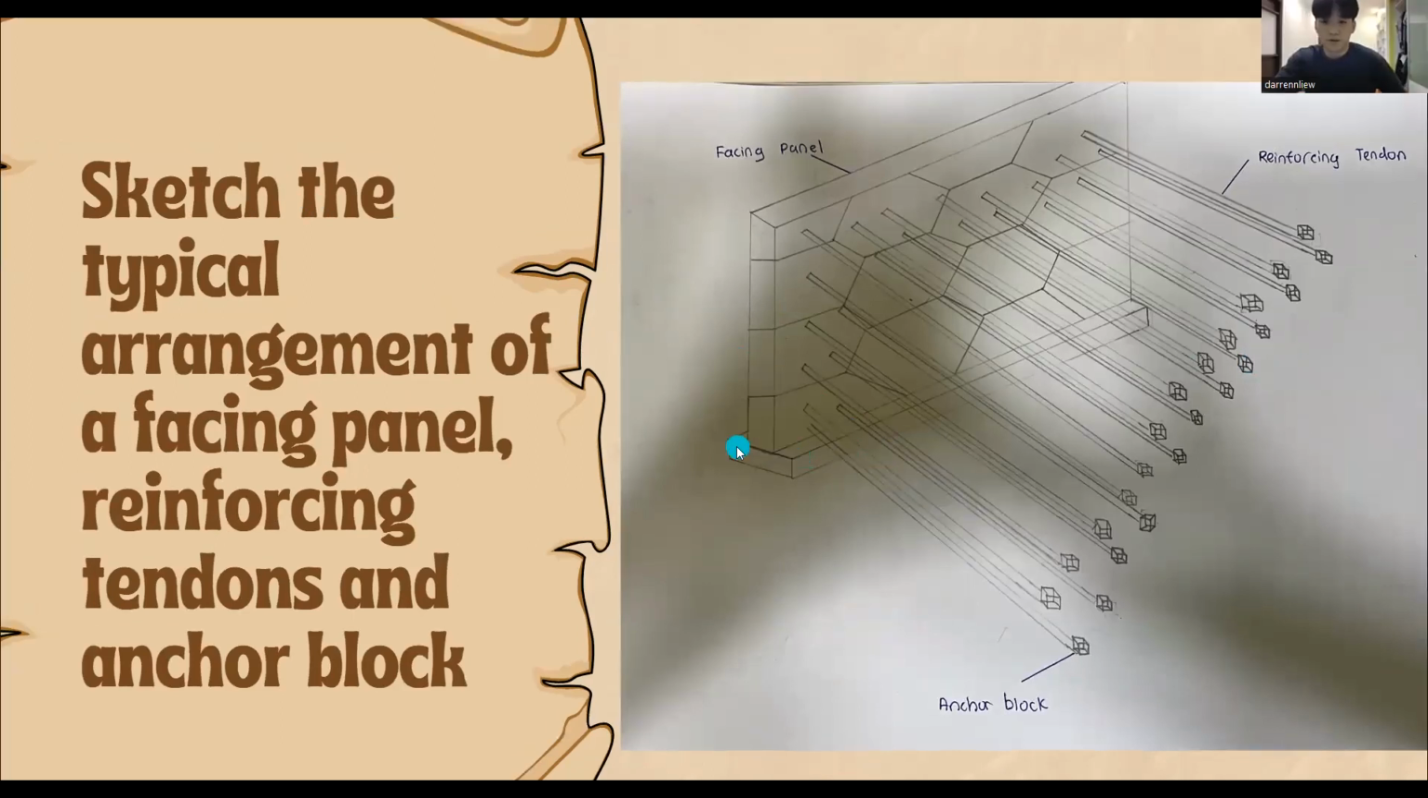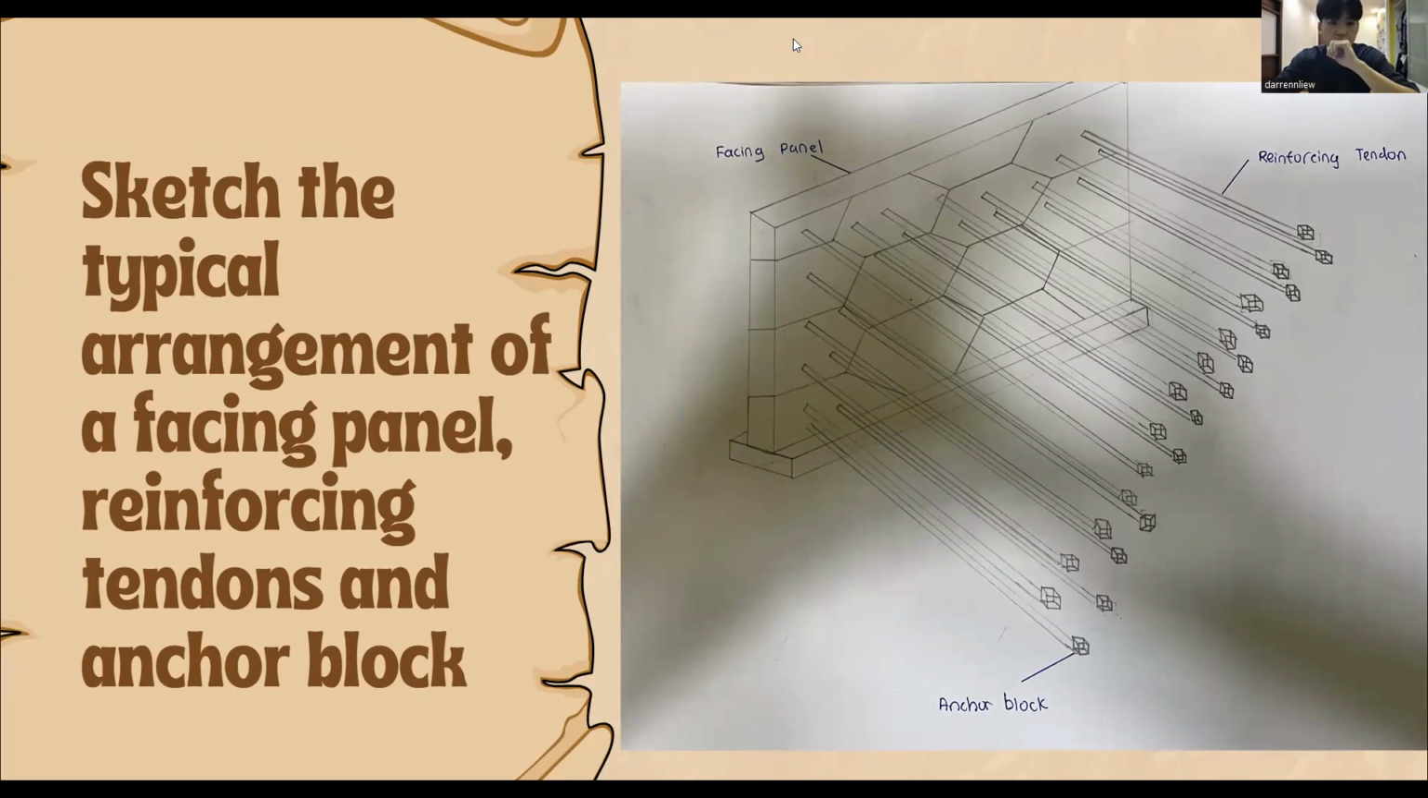I will talk about the arrangement of the facing panel, reinforcing tendons, and anchor block. So the facing panels are hexagonal in shape and made from precast concrete grade 30. As you can see from the drawing, the horizontal joints between the panels are inserted with a compressible material to allow for vertical movement. So the reinforcing tendons are made of carbon steel rods.